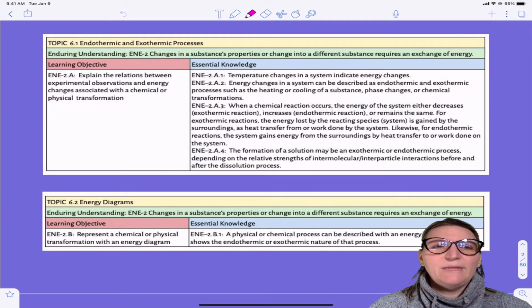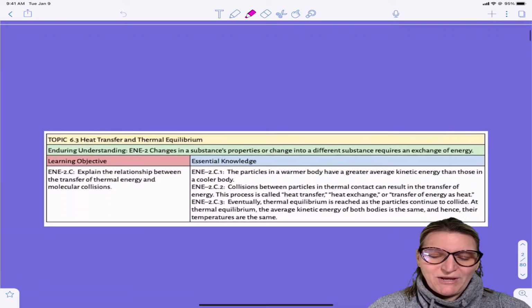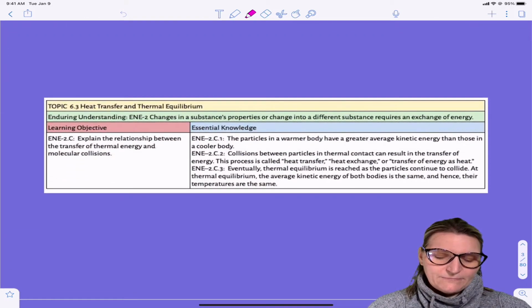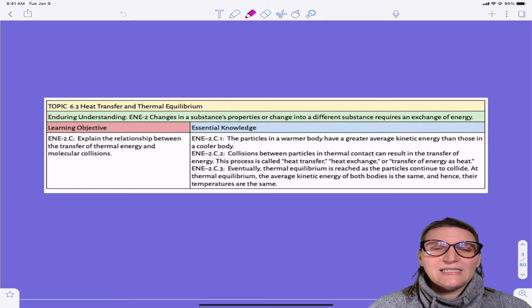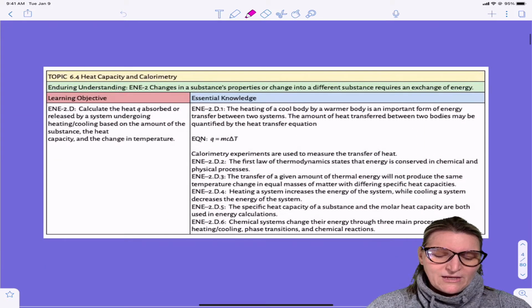This is about thermodynamics. So therm means heat. So we're going to talk about endothermic and exothermic reactions or processes, and why some reactions are exothermic, some reactions are endothermic. The energy diagrams, that's just pictures of them. Heat transfer and thermal equilibrium, that's the idea that if you put a hot piece of metal into a cold glass of water, the hot metal will transfer its energy to the cold water till they are the same temperature. Something that you instinctually had figured out. Now we're just going to put some math to it.